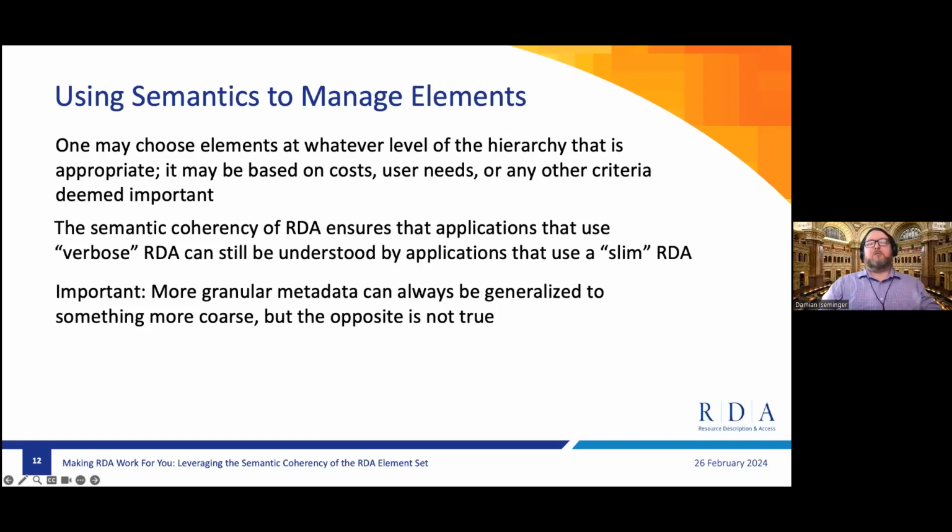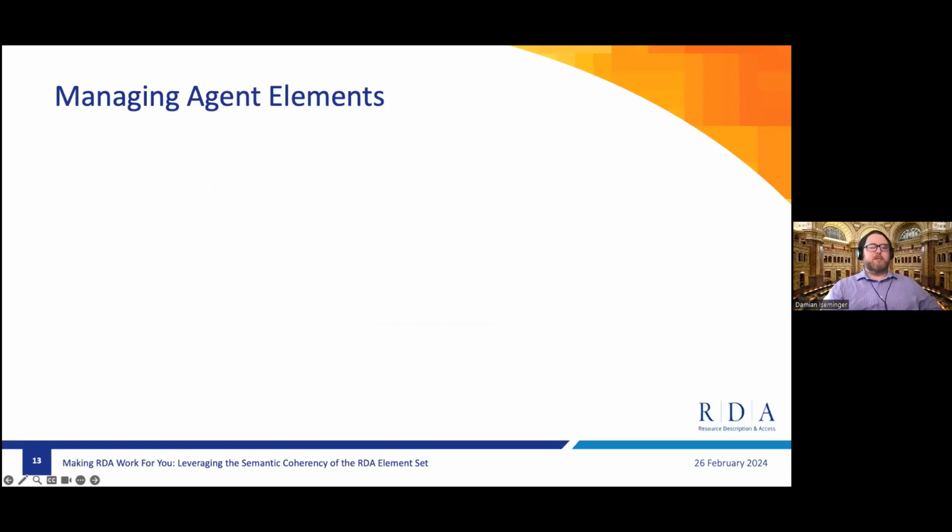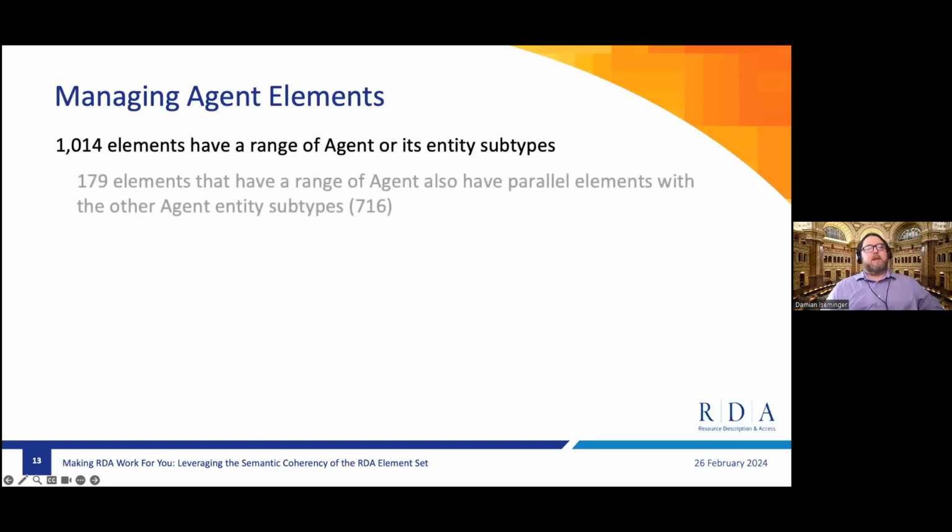Let me show you some practical examples of what I'm talking about here. Let's talk about managing the agent elements. There's a lot of math here, but I've laid it out. There are 1,014 elements that have a range of agent or its agent subtypes. What that means is that the domain is one of the other RDA entities. It could be any of the RDA entities, but its range is an agent. So there are 179 elements that have a range of agent, but they also have parallel elements with the other agent entity subtypes, and there are 716 of those.